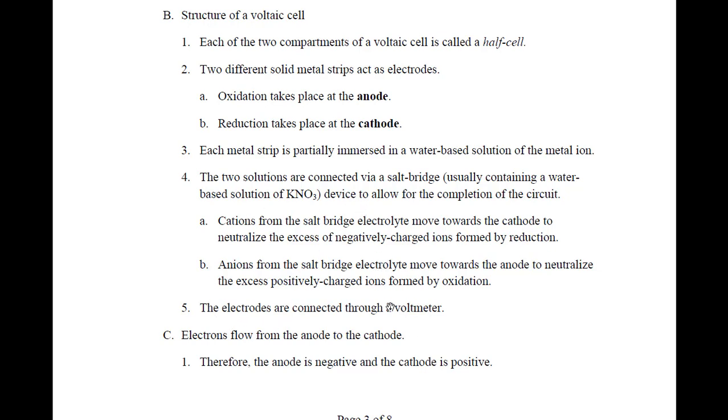When setting this up for a spontaneous direction, electrons flow from the anode to the cathode. So it's very important that the alligator clips be connected to the correct metal strips in order to create a spontaneous circuit. Electrons flow from anode to cathode. So the anode is negative and the cathode is positive.